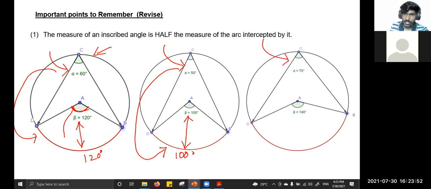The inscribed angle is 70 degrees. So if the inscribed angle is 70, then the intercepted arc will be 140 degrees, because half of 140 is 70. And the measure of the arc and the central angle should be the same, so 140 degrees. I hope this concept is clear now.